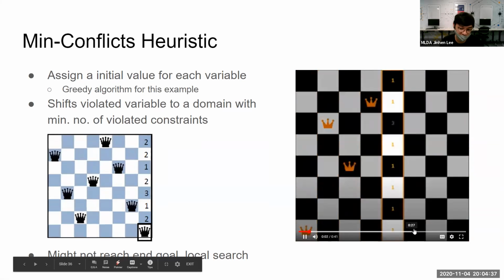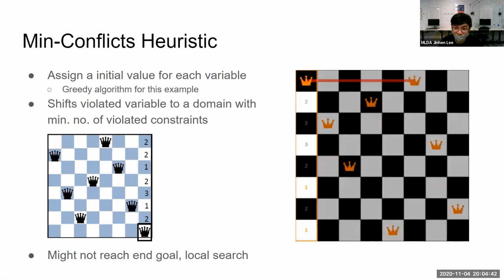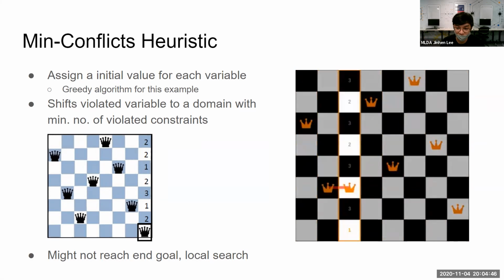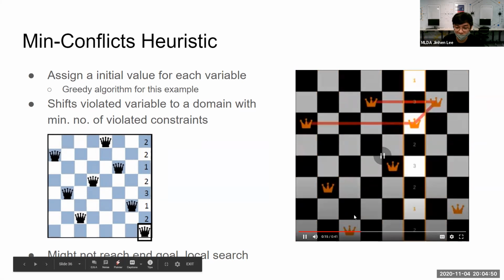So first of all, we fill it randomly. The red lines are basically conflicts and what we are going to swap it with. So you can see they just keep swapping around. So I'll pause it here. So the video you can see is 41 seconds.